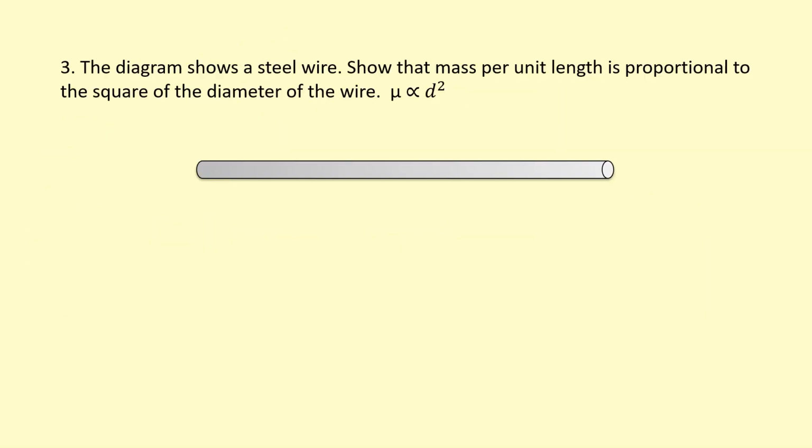Okay, the diagram shows a steel wire. Show that the mass per unit length is proportional to the square of the diameter of the wire here. This question is important because sometimes the diameter of the wire can change. But we're told it's steel, so that means the density is constant. Okay, the mass per unit volume, rho, is constant. Okay, we've got length L here. Okay, and we've got the diameter and area. Okay, cross-section area there, and we'll link all these together.